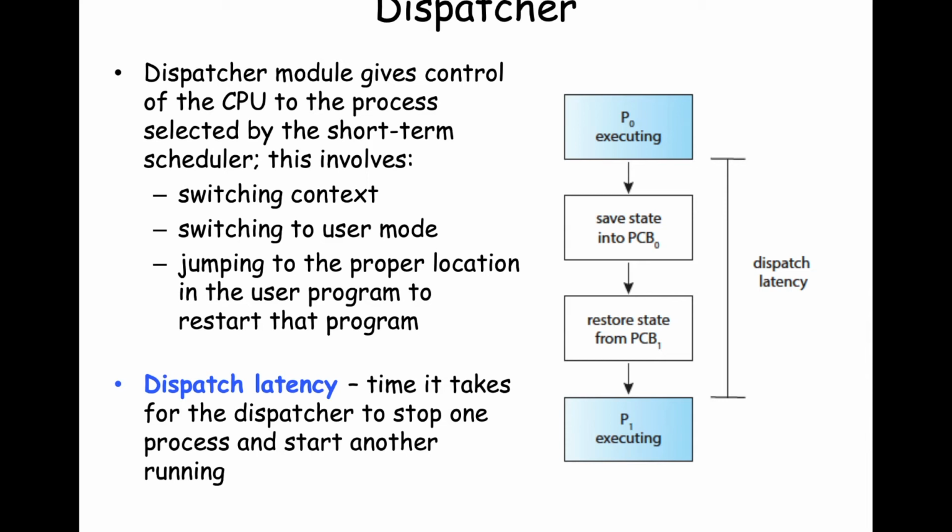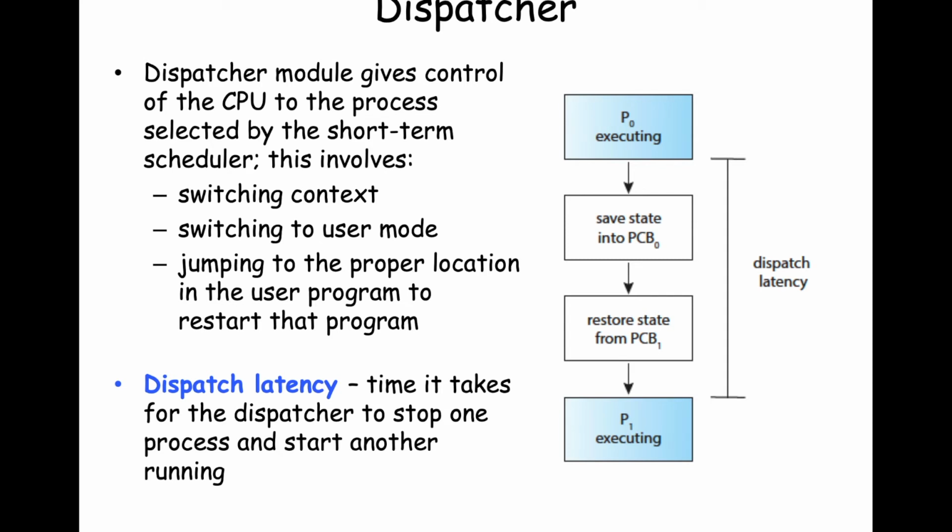Now, the dispatcher is that module that actually physically does the work of switching between different processes, as far as putting their information onto the CPU and getting information from the CPU into the data structure for that process. And so whenever the short-term scheduler makes a selection for the next process to execute, it's the dispatcher that physically performs this giving of control from one process to the next process. And so this involves switching context, switching to user mode, and then jumping to the proper location in the user program in order to restart that program.